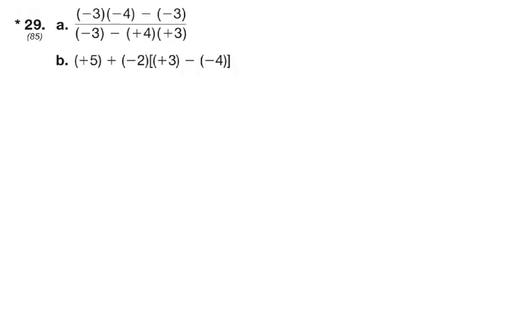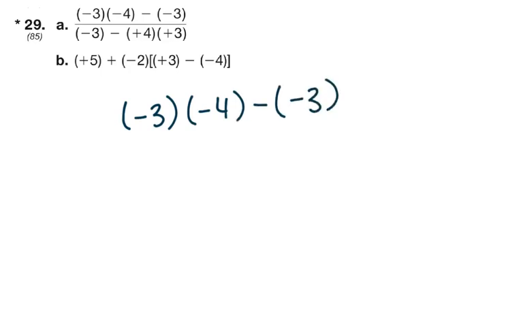All right, so this one's lots of positive and negative numbers. So we're going to rewrite it down here. Negative 3 times negative 4 minus negative 3. So we're going to start with that. We're going to do negative 3 times negative 4 is a positive 12, and then we have minus negative 3.